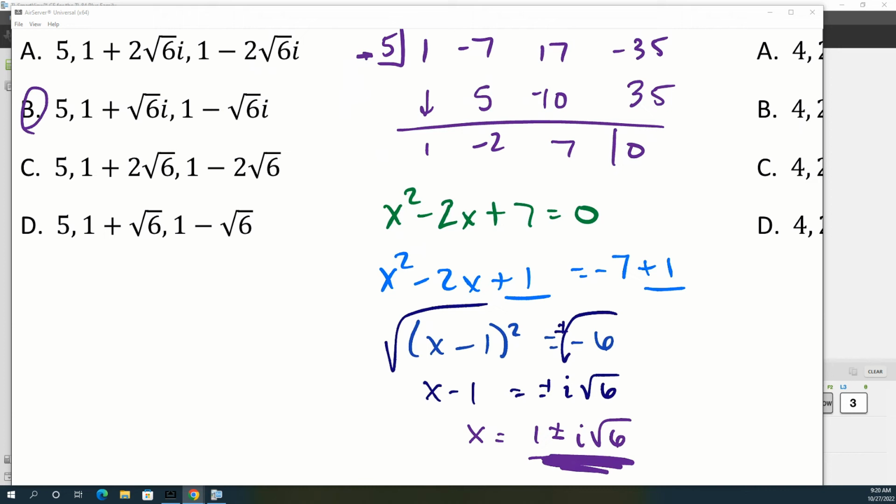Be careful choosing those because those answer choices are so similar. It's easy to do everything right and then just pick the wrong choice.